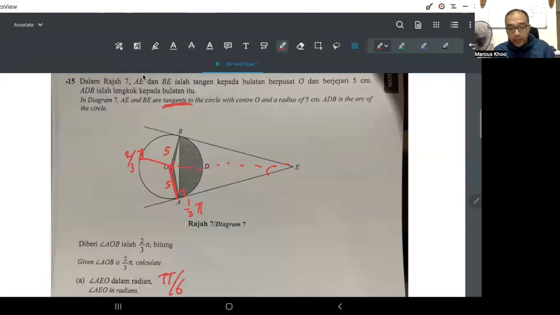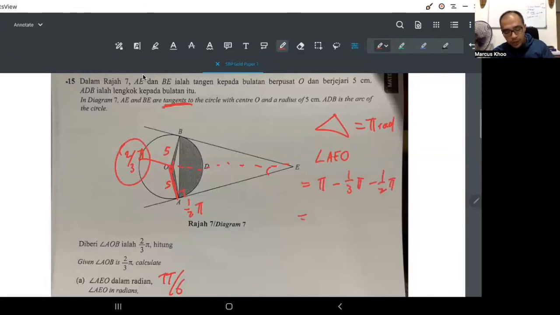And you know that a triangle is equal to pi radian, 180 degrees. So the angle of AEO will be equal to 180 degrees minus 2/3 pi divided by 2, which will be 1/3 pi, minus 1/2 pi. So you should be able to get 1/6 pi.